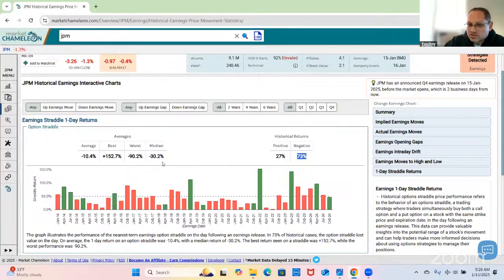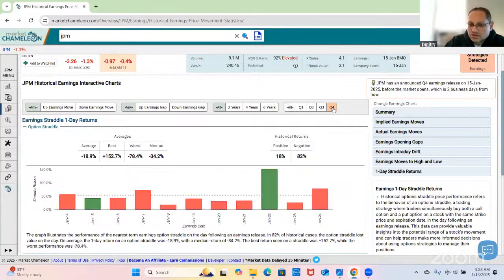What about Q4? Let's see if that's the same. Let's see if these numbers change. So I'm going to click Q4, and here we go, negative 18%. So on average, it lost more on Q4. And you could see here, 18% gain, 82% lost value. Biggest gain is 152%, worst 78%, median 34%. So that's how the historical returns look for the option straddle.